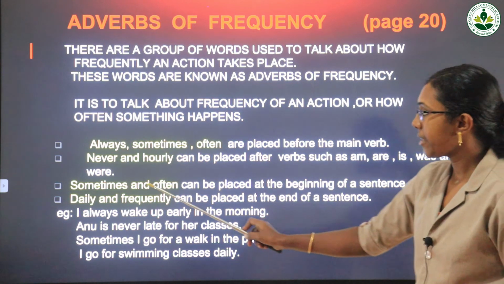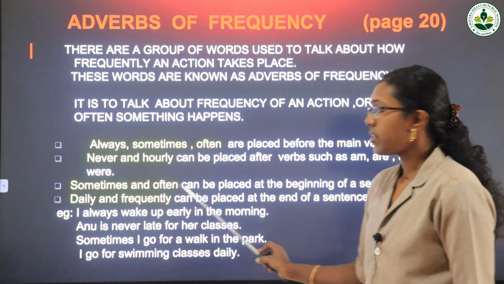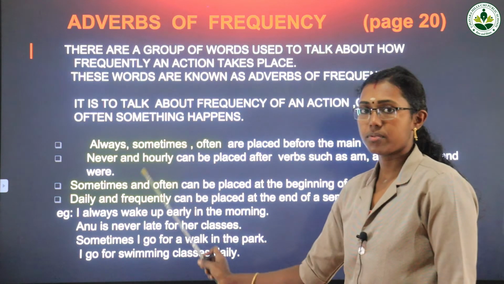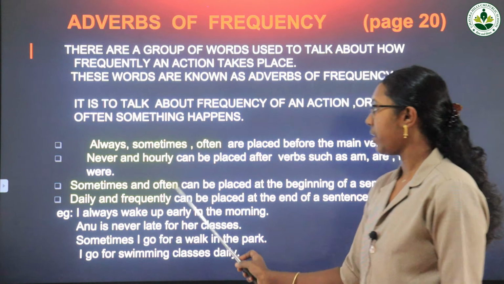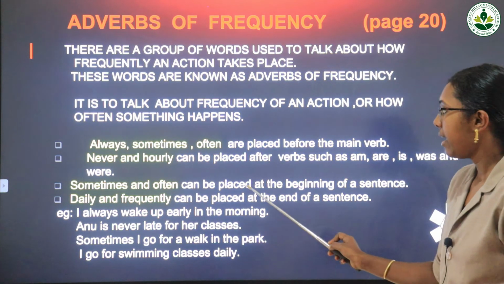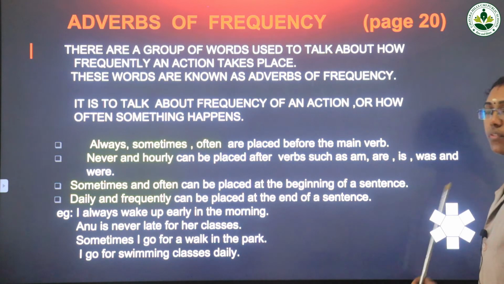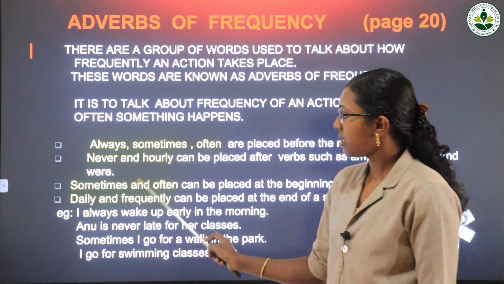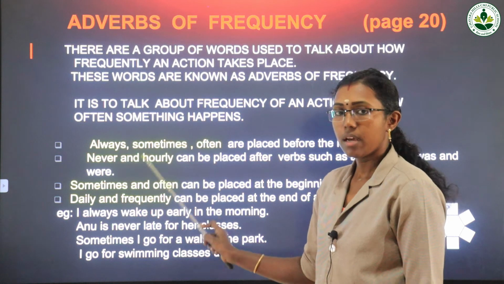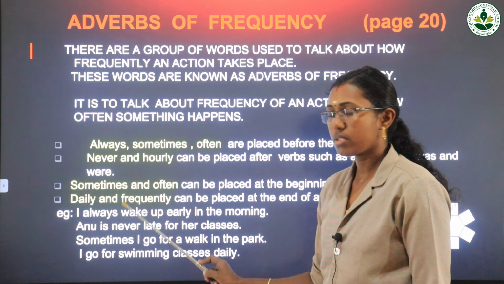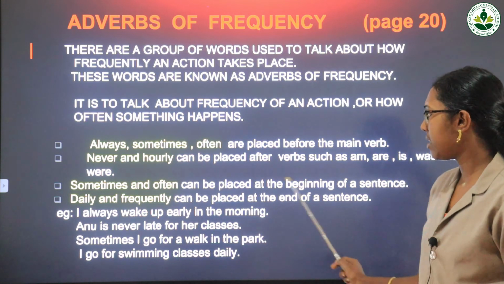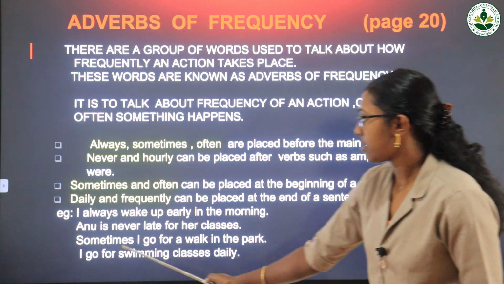Okay, then next one, sometimes and often. Next group: sometimes and often, any one of these adverbs of frequency can be placed at the beginning of a sentence. Sometimes is repeated here, but according to the sentence, we can use sometimes and often at the beginning of the sentence.